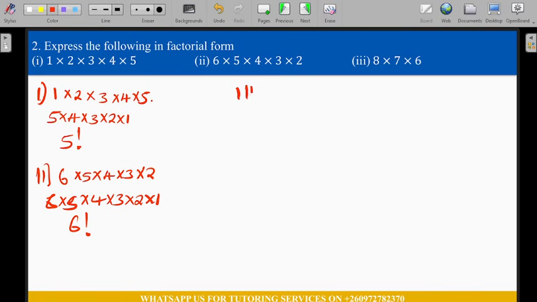Now we have part 3. We have 8 times 7 times 6. So what you check for is if there's any number missing between 8 and 6, of which you don't have any. So now what to do is, we'll start with the bigger number, which will be the 8 factorial, over. You say the last number is 6, so you say 6 minus 1, that's a 5. So 5 factorial.